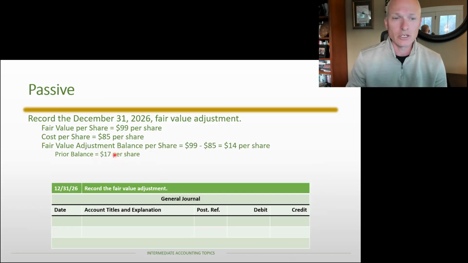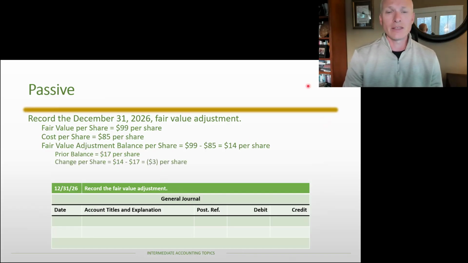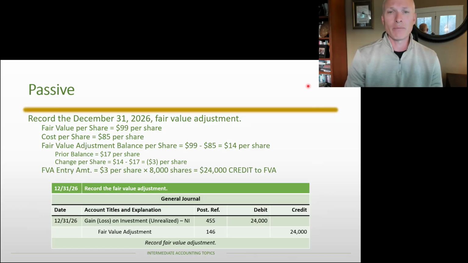shares. We didn't touch that $17 per share amount for these 8,000 shares. We only changed it for the 2,000 that we sold. And so what that means is that the change per share is a decrease of $3 per share. Therefore, we're going to credit the fair value adjustment account $24,000. That credit is offset by a debit to our unrealized gain or loss account. Again, hopefully not too difficult, something that you're familiar with.